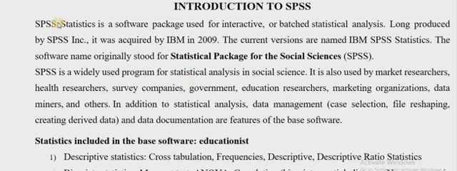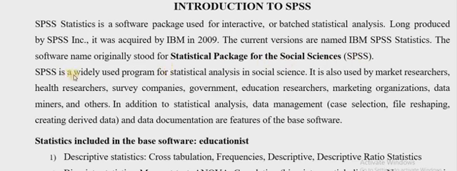Now, SPSS Statistics is a software package used for interactive or batch statistical analysis, produced by SPSS Incorporation. It was acquired by IBM in 2009. The current version is named IBM SPSS Statistics 25. The software name originally stood for Statistical Package for Social Sciences, that is where we got the acronym SPSS.